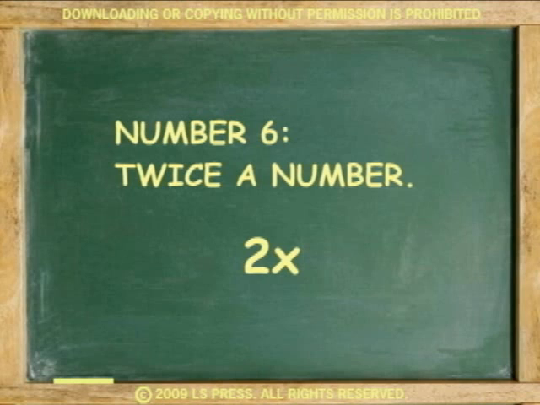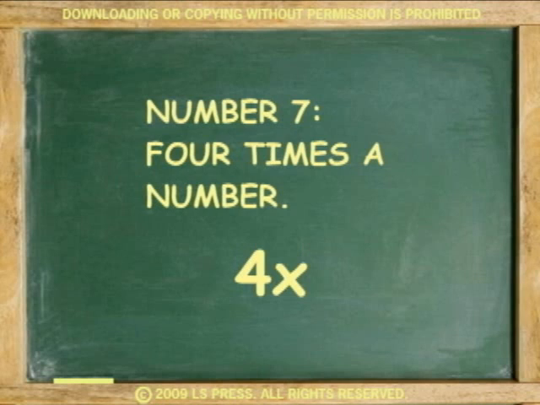Number 6. Twice a number. Twice would be 2 for twice, and x for the unknown number, or 2x. No other symbols are needed. Number 7. 4 times a number. Using what we learned in number 6, it would be then 4x.